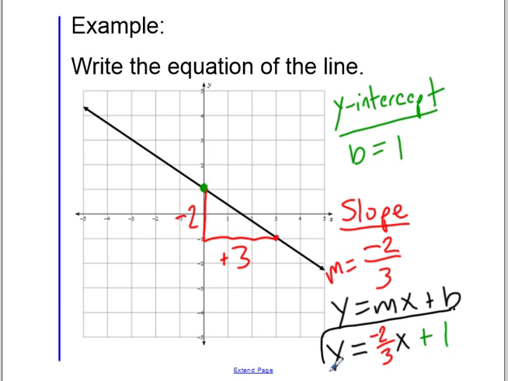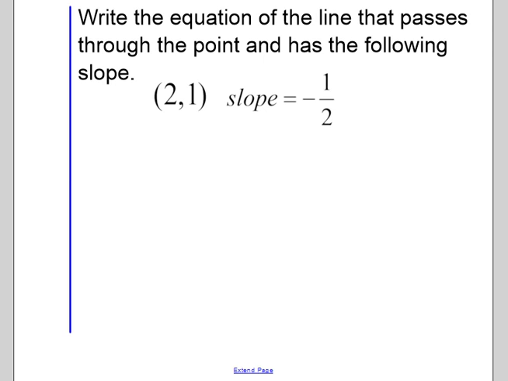This is our answer to our question. Y equals -2/3 x plus 1 is the equation that would graph the line for this example. Write the equation of the line that passes through the point and has the following slope. So we're given a slope, we're given a point. The point, though, is not a y-intercept. In this problem, I cannot use slope-intercept form.